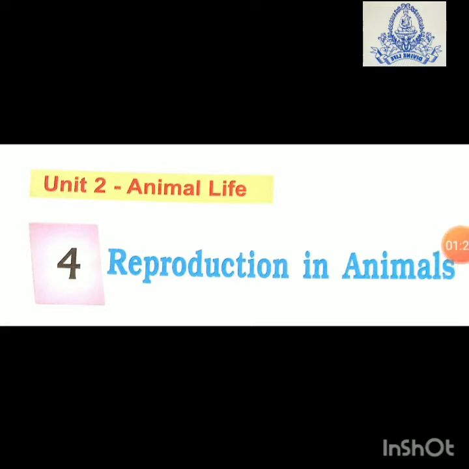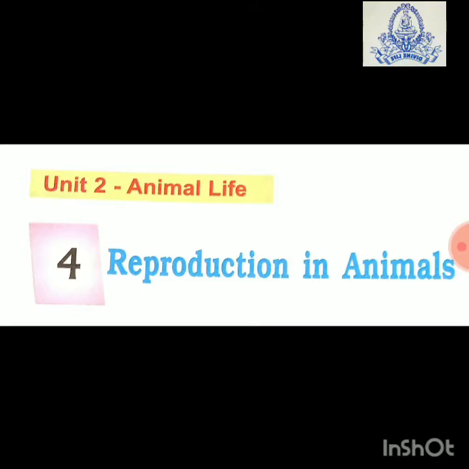Reproduction in animals. What does reproduction in animals mean? We all know that no living being in fact can live forever. Everybody who is born on this earth is going to die after some time. In the same way, animals also, after completing their lifespan, they die out. So how does the generation to generation reproduction go on? Now reproduction is done by animals to keep their generation going on.